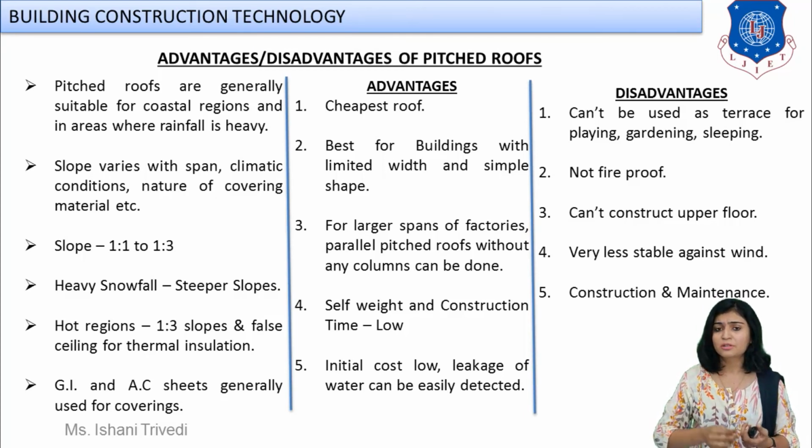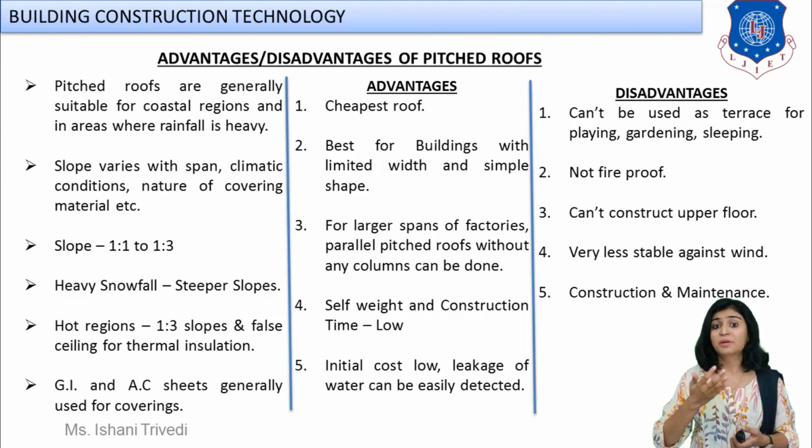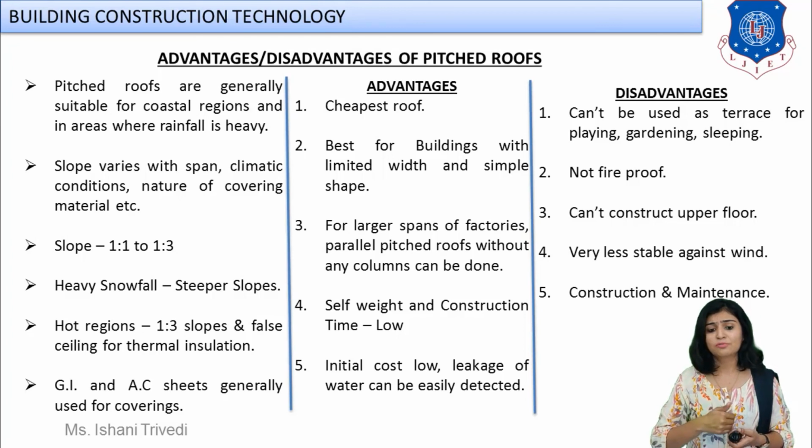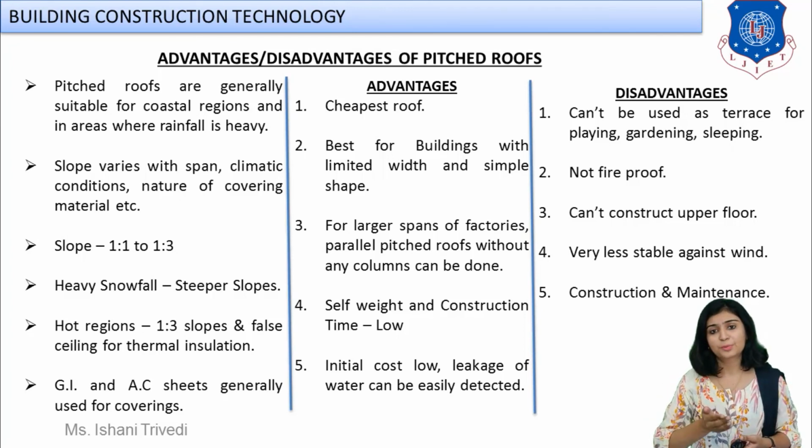Initial cost is low, but later on there are disadvantages. It can break easily. It cannot withstand high wind velocity. Material can rot and decay. So there will be disadvantages later on, right? Otherwise, initial cost is low, and leakage of water can be easily detected. But proper drainage provisions will have to be provided. Otherwise, this will become a disadvantage.